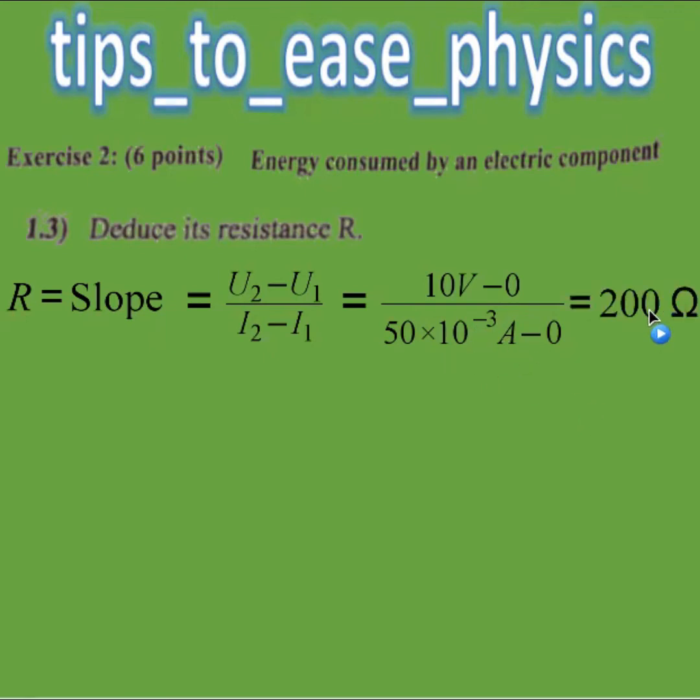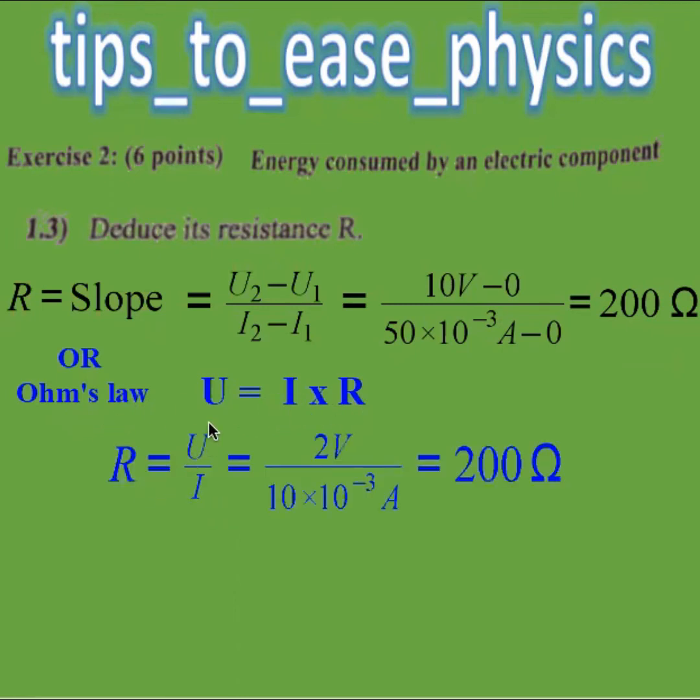You can solve it in another way and directly use Ohm's law, since we know that it is a resistor. Ohm's law: U equals I times R. I want to calculate the resistance, so R equals U over I, and you can choose any two values from the table. We know from the table that 2 volt corresponds to 10 milliamps. So 2 volt over 10 times 10 to the power minus 3 ampere equals 200 ohms. And this is the resistance.